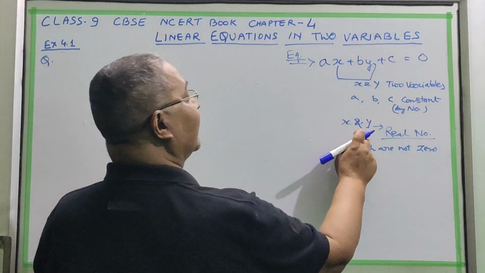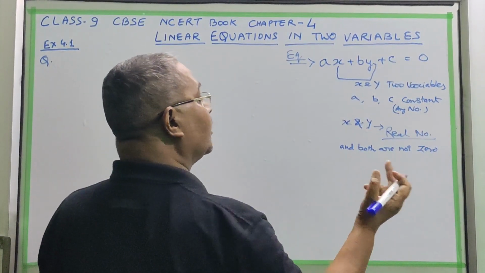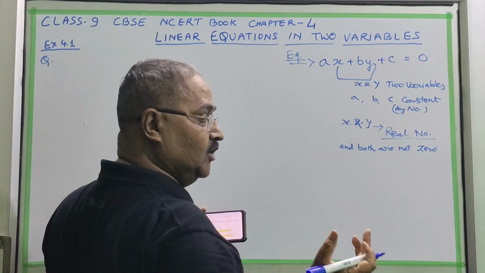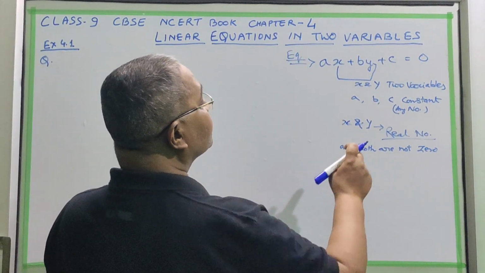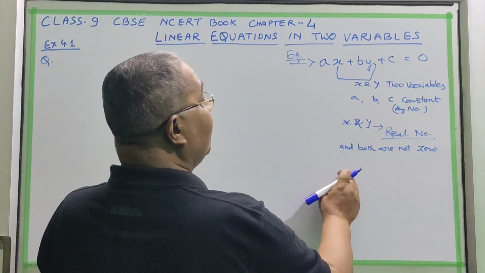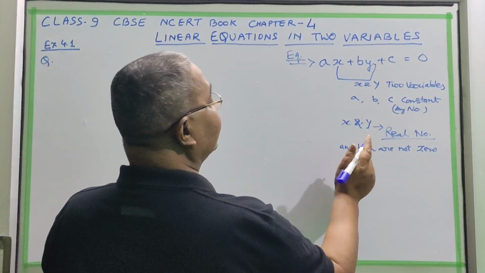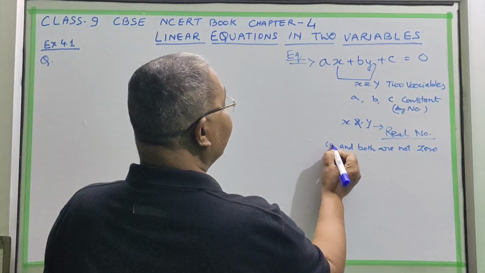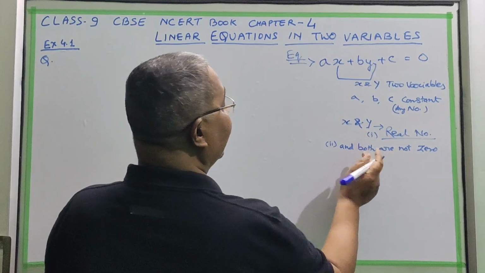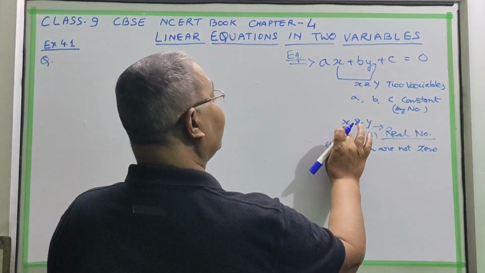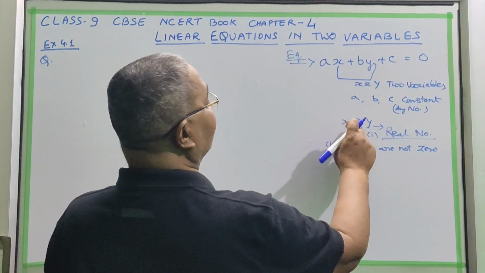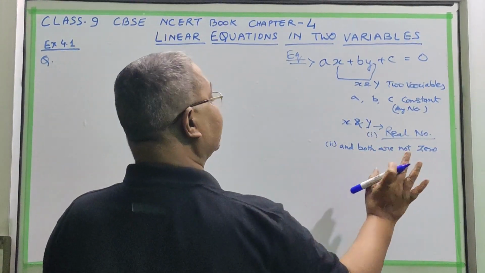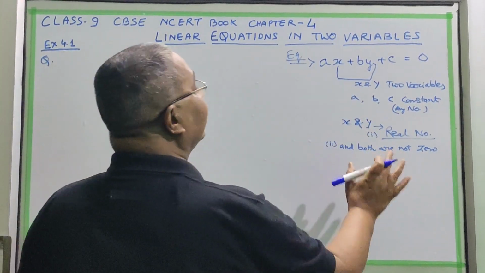First I said that x and y can be a real number. So you will say real number includes 0 also. Whole number is included in the real number, so 0 is also included. But condition number 2 is there. Both are not 0, means at least one should be a nonzero number. Both x and y cannot be 0. So this is the main condition.